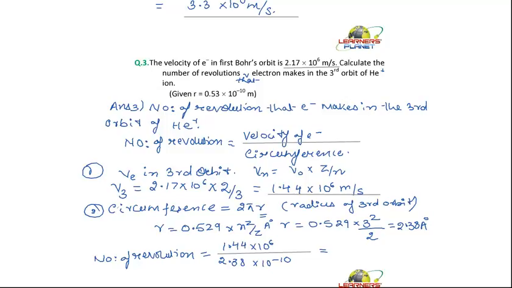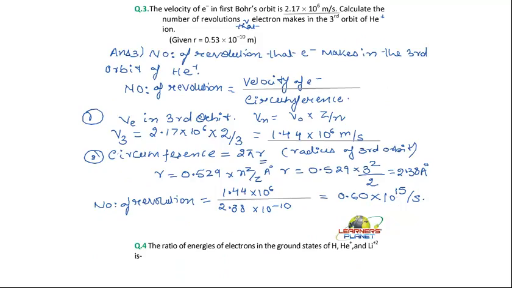And that will be how much? It will come out to be 6. Are you getting 6? Are you calculating? It is 0.60 into 10 to the power 15 revolutions, sorry, per second.